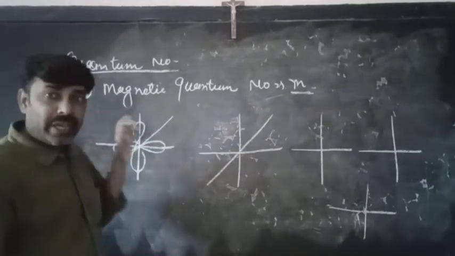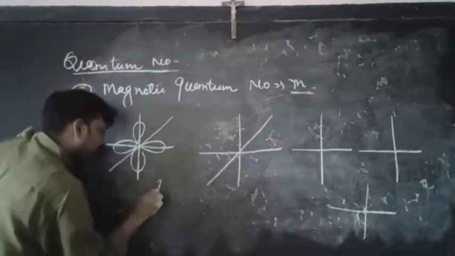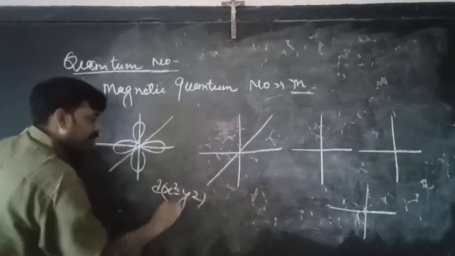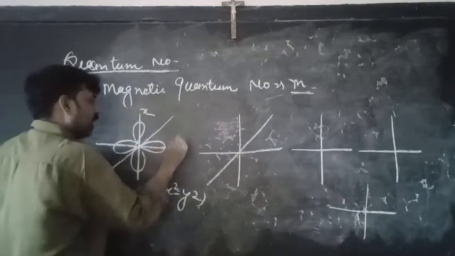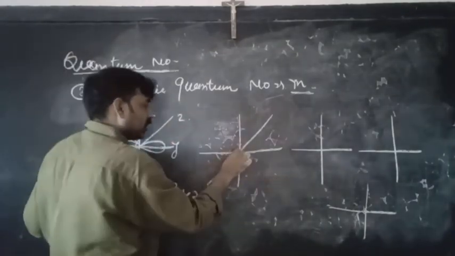That means on the axis x and y, and this is the region, this is called dx square minus y square, because it is at the axis x and y. The next one is on the axis z.